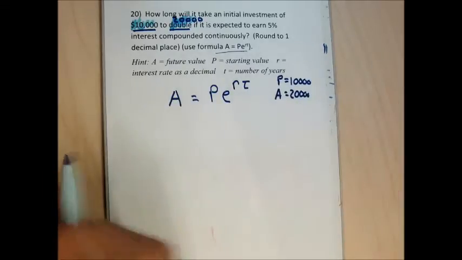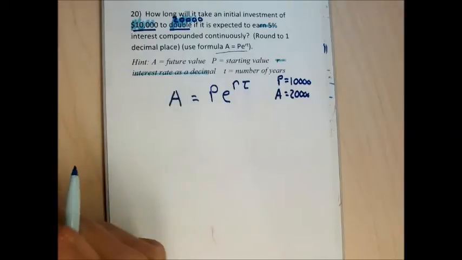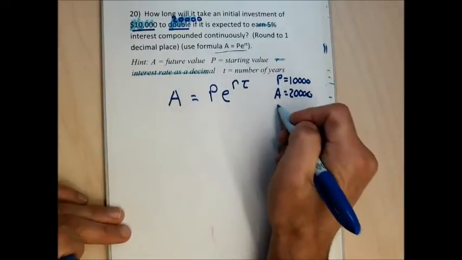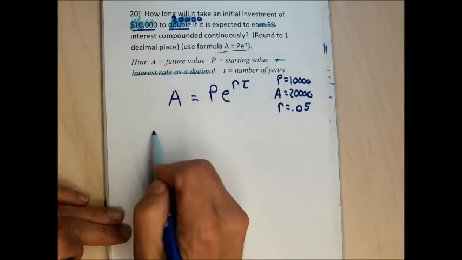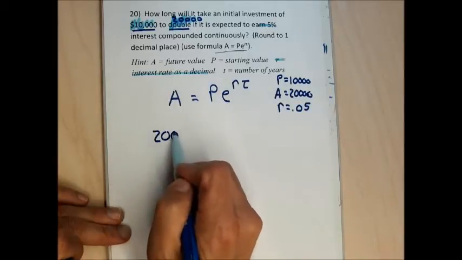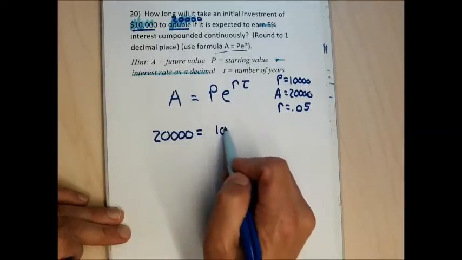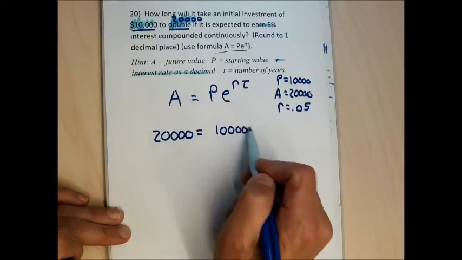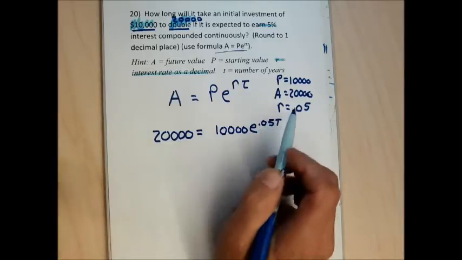And the last number I see is a 5%, and the 5% is an interest rate, and as a decimal, I'm going to write that as 0.05. I'm going to take those values, plug them into the formula, and solve it for t and round to 1 decimal. So I'm going to get 20,000 equals 10,000 times e to the 0.05 t.